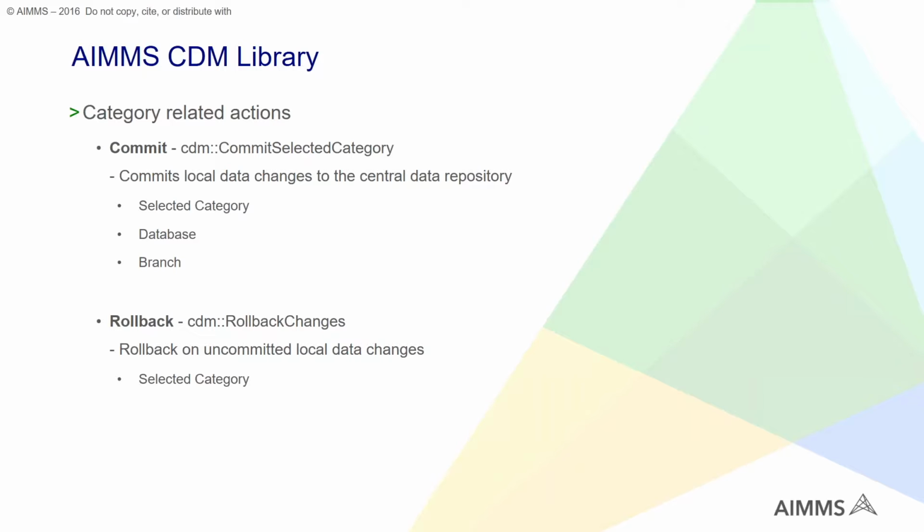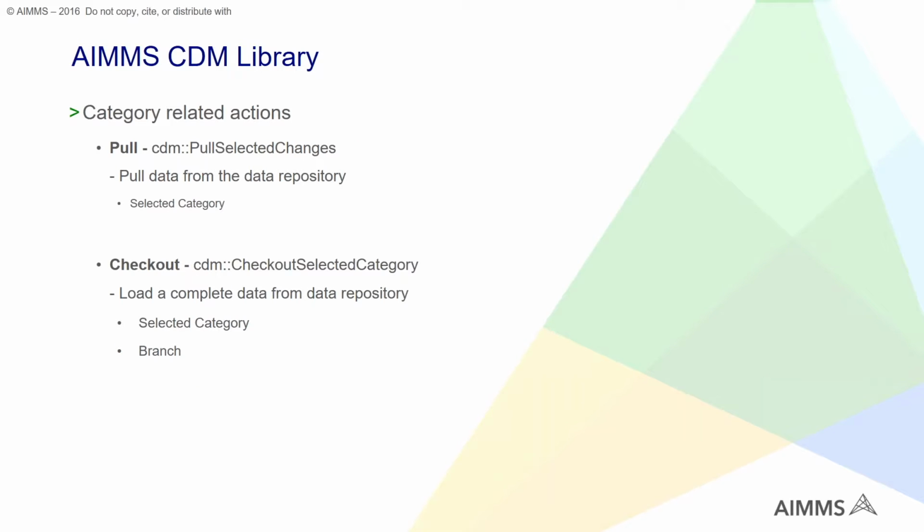Another step we have is a rollback step. A rollback step allows us to roll back all uncommitted local data changes. So meaning that we don't take advantage of the automatic function of committing data. That means if we make any changes and we want to roll back to the previous version we pulled, we can just roll back and get a complete data set again.